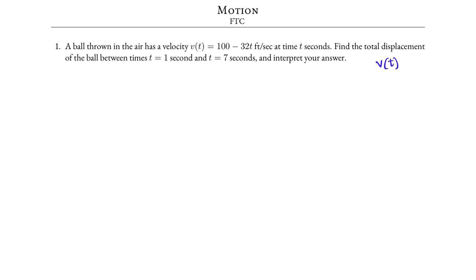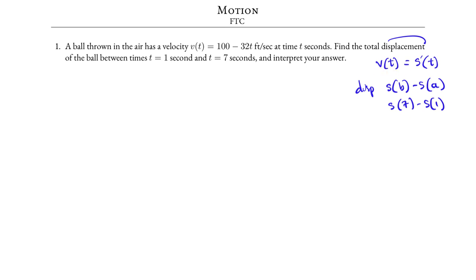We know that the velocity is the derivative of the position function. The displacement is computed using s of b minus s of a. The displacement is the change in the position, the ending position minus the beginning position, in this case from t equals 1 to t equals 7.